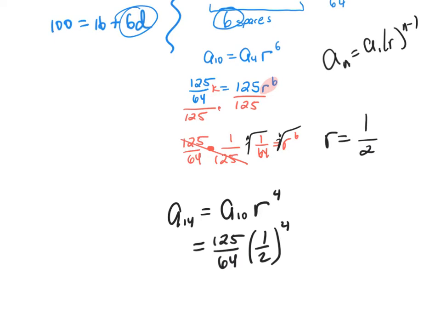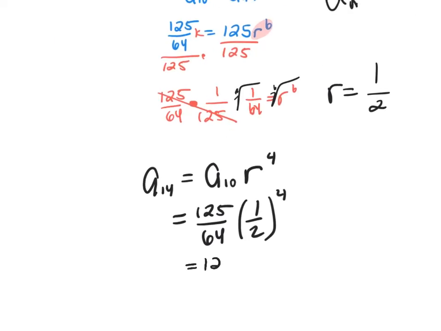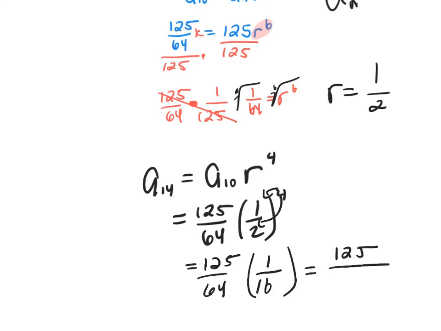So if I simplify this, guys, I get 125 over 64 times, what's 1 to the 4th power? 1. What is 2 to the 4th power? 16. And just simplify that. Keep it as a fraction. Multiply across. 125 over, what's 64 times 16?